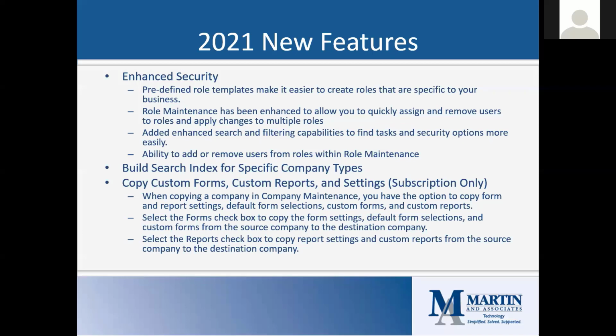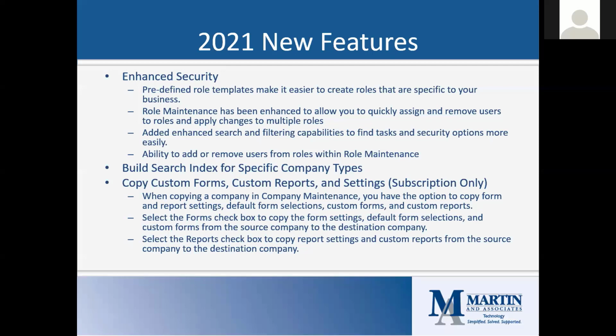The next bullet here is the build search index for specific company types. So I'm sure you've seen the feature in Sage 100 when you're in item maintenance, or on the item field, the customer field, or the vendor field. If you start typing in on that number field, the item name or the vendor name or the customer name, you'll start seeing filtering on a drop-down box, customer numbers or vendor numbers or item numbers that match what you're typing in for the description.